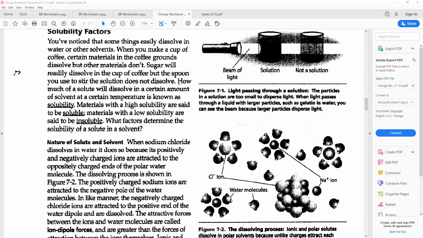Solubility means how much of a solute will dissolve in a certain amount of solvent at a specific temperature. So what affects solubility? If something dissolves, it is soluble. If something doesn't dissolve, it is insoluble. Well, the first thing that affects it is the nature of the solute and the solvent.